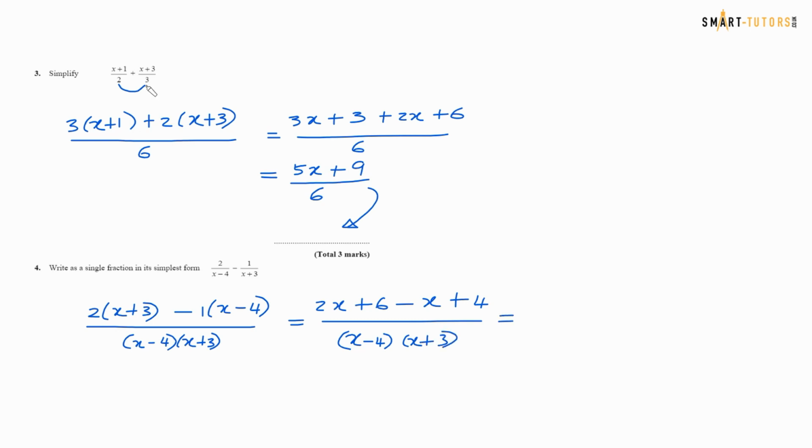If I collect the like terms, 2x minus x is x, plus 10, over x minus 4, x plus 3. That is our final answer for question number 4.